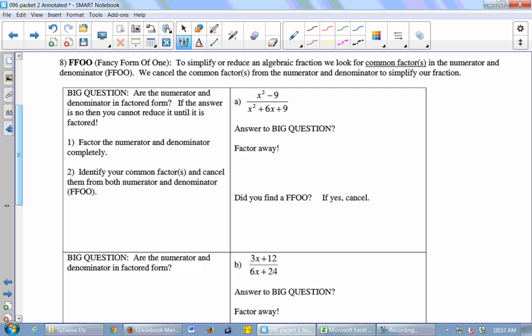So here's our first example. Big question, are the numerator and denominator both in factored form? No. Answer to the big question is no, they are not factored. Okay. So we factor. X squared minus 9, how does that factor? X minus 3, X plus 3.